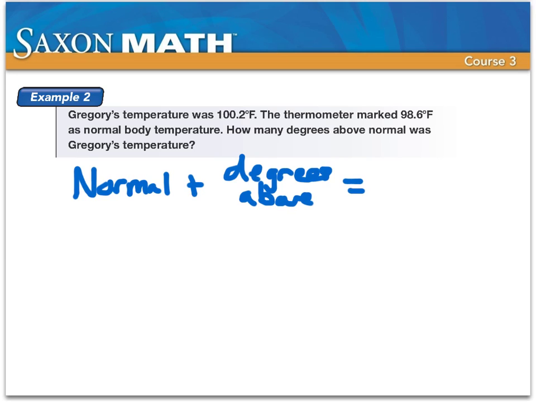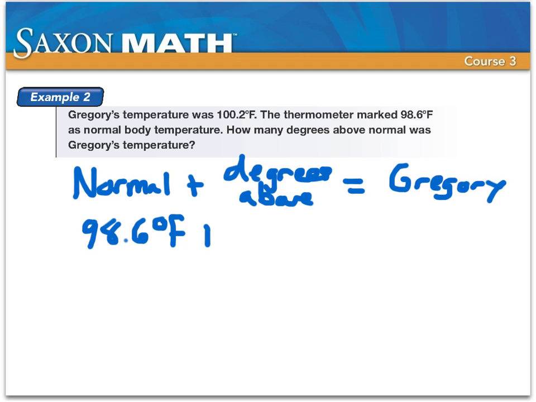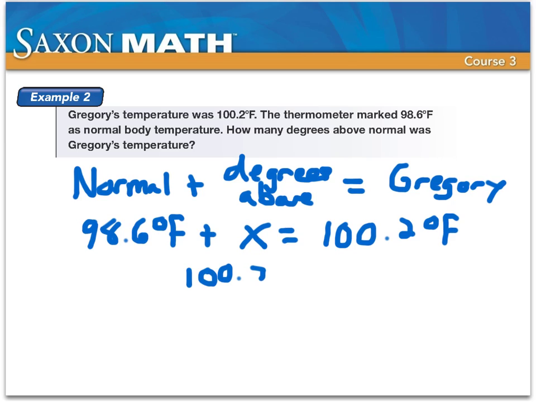And that's got to equal the normal body temperature plus how many degrees above has to equal Gregory's temperature. Well, we know normal is 98.6. Plus, we don't know how many degrees above, so we put a variable. And that's got to equal Gregory's temperature. So I want to know 98.6 plus what equals 100.2. So we're going to subtract those numbers. Again, line up the decimal points when you add and subtract decimals.